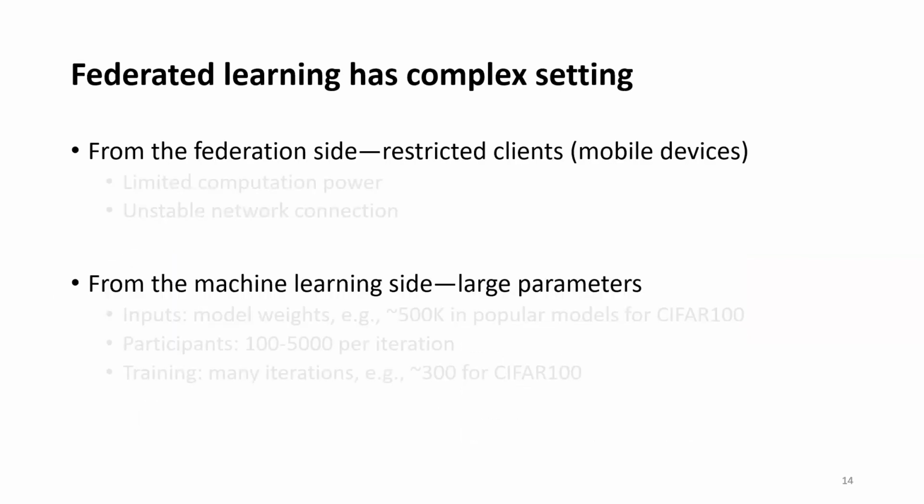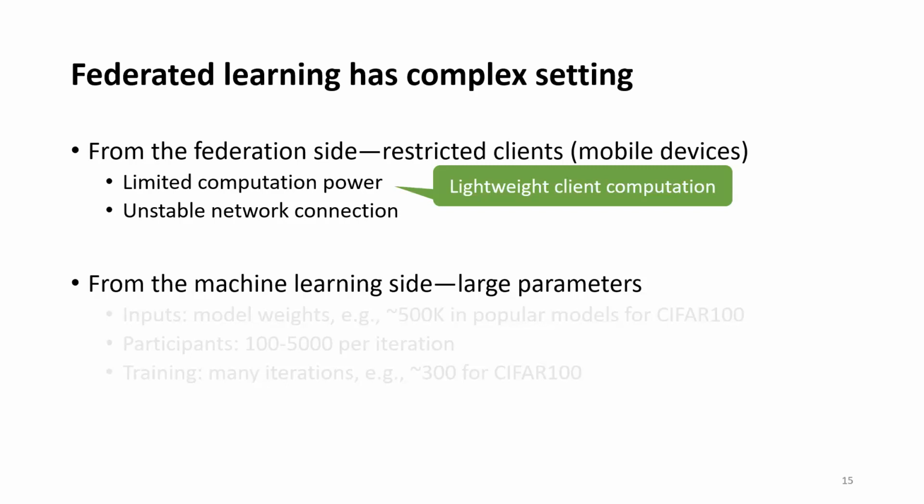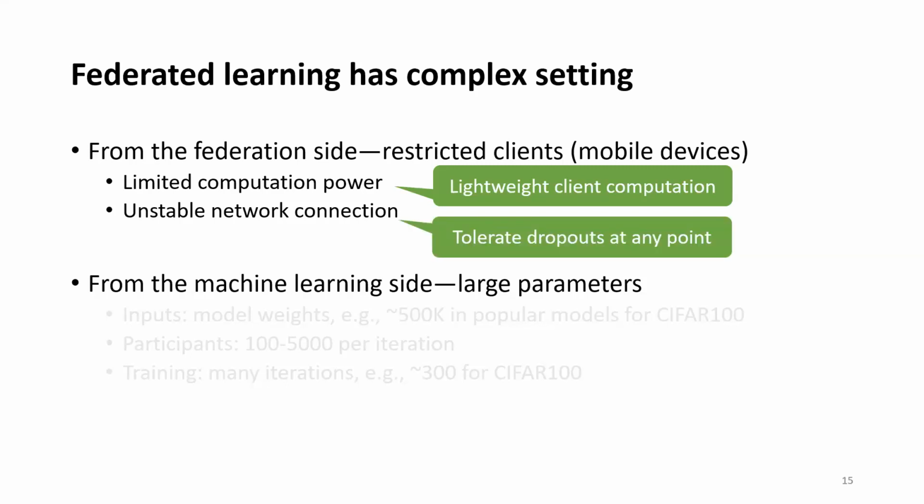Okay, so the constraints in federated learning can be split into 2 parts. Basically, the first one is on the federation side, the second one is on the machine learning side. On the federation side, different from centralized training, the clients now become the participants of the computation, and they are very restricted because they are mobile devices. So they have limited computation power. They're also very unstable, meaning that they may get disconnected from the network at any point during the protocol execution. So a desired protocol should have lightweight client computation, and also it should tolerate dropouts, meaning that if some clients quit in the middle of the computation, the server eventually can output the sum of inputs from those clients that stay online.